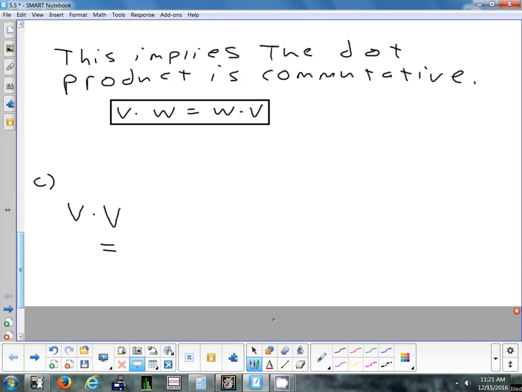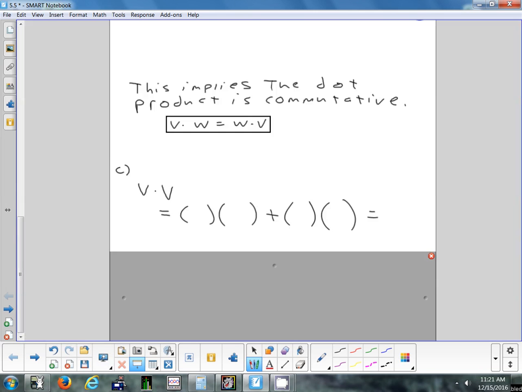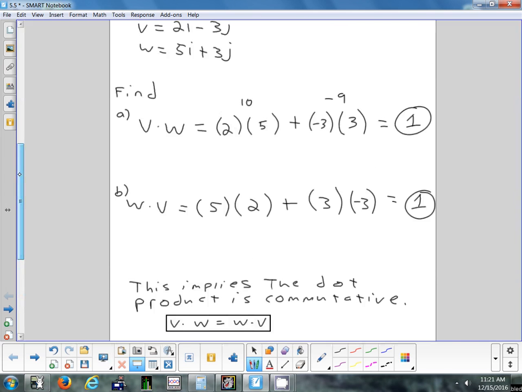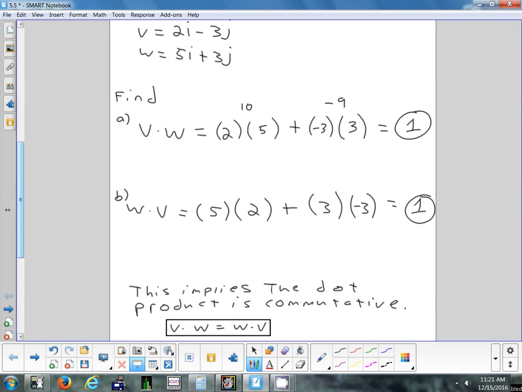All right, let's find V dot V. Okay, so we're going to basically dot a vector with itself, V dot V. So let me scroll back up in case we need to see V again. How would I do V dot V? What times what plus what times what?